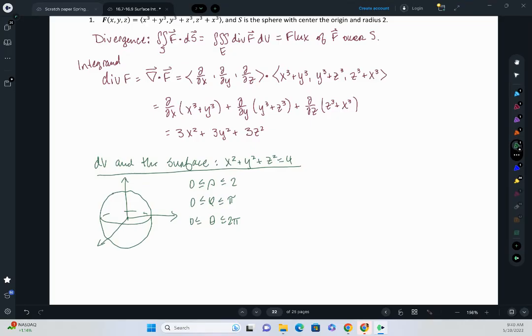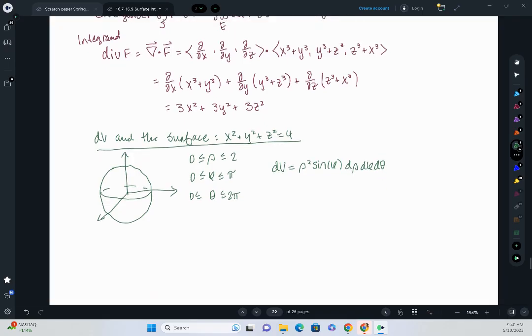And so that gives us our dV as well. Now what we need to remember is that in spherical coordinates, dV is going to be rho squared sine of phi, d rho, d phi, d theta. The order there we'll decide in a moment. All right. Then our integrand, it looks like we need to be in spherical coordinates, so our integrand in spherical is 3 rho squared, because 3 times x squared plus y squared plus z squared, we have to remember that x squared plus y squared plus z squared is rho squared, okay?